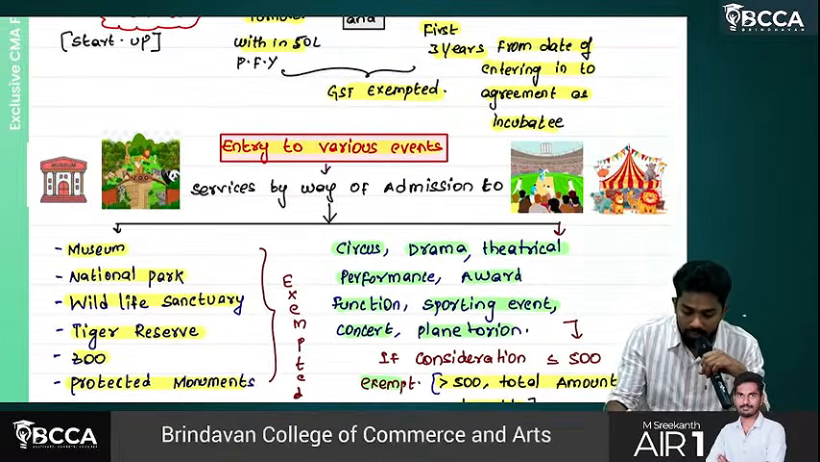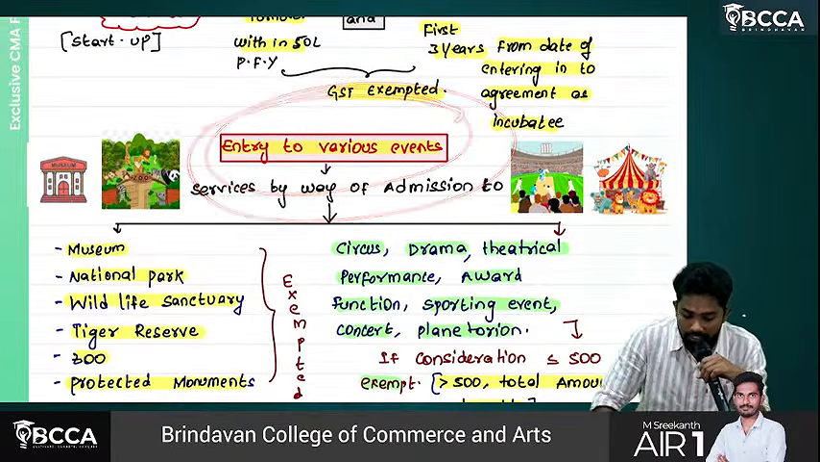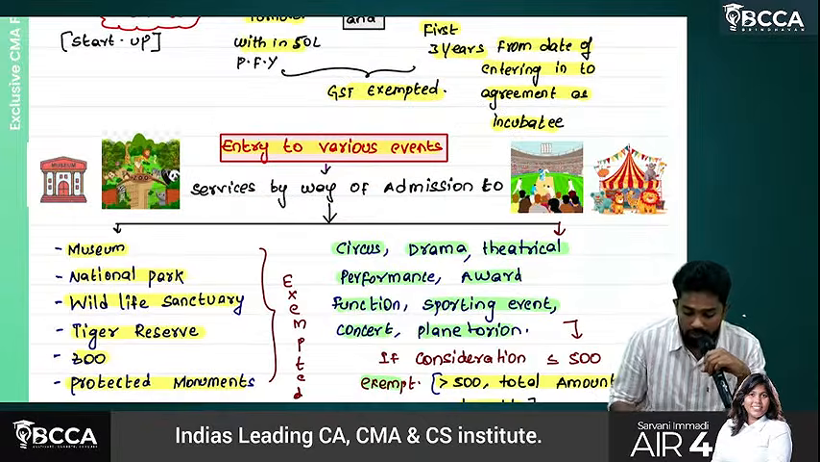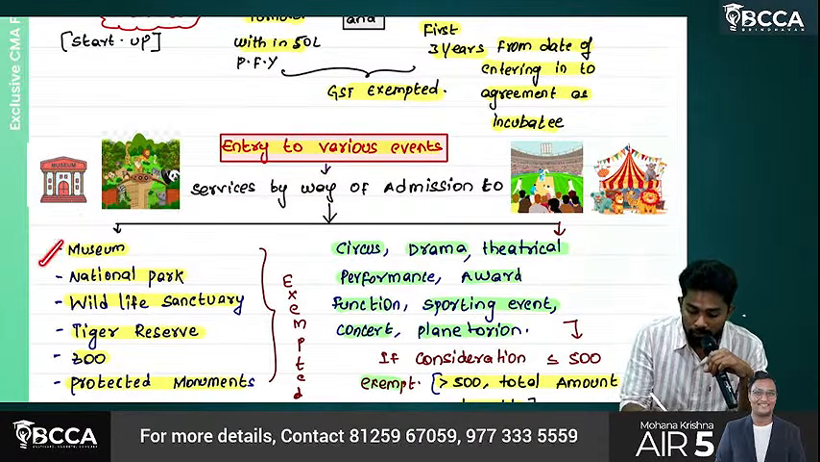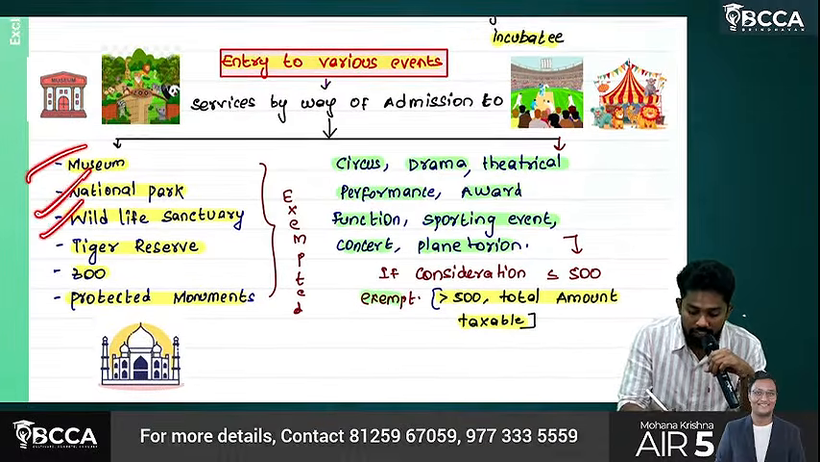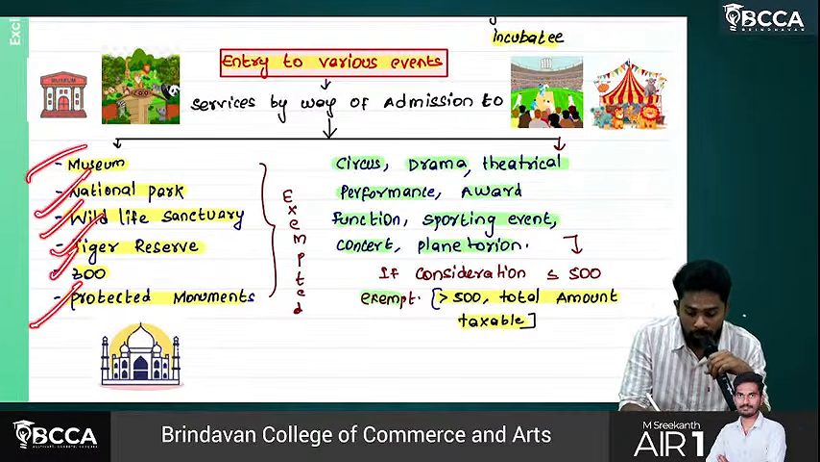Okay. Then, so all these are not important, sir. This one, sir. Entry to various events. Entry to various events like what? Like entry to museum, national park, wildlife sanctuary, tiger reserve, zoo, protected monuments.